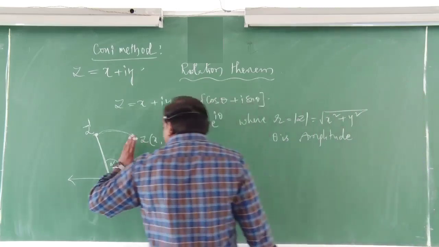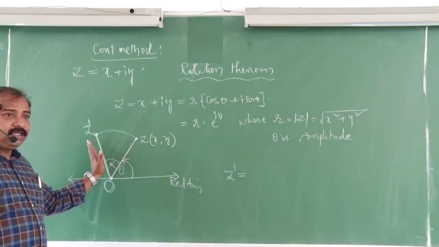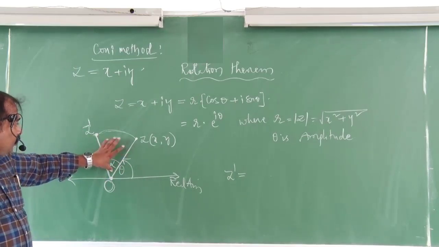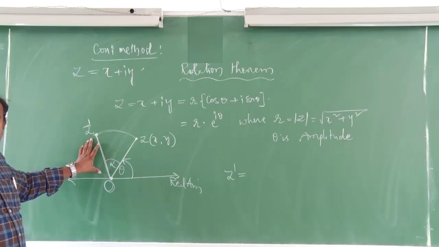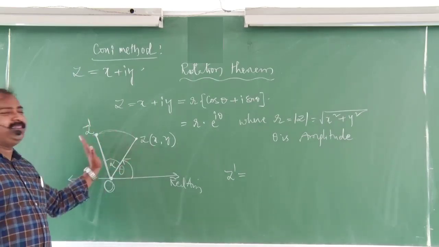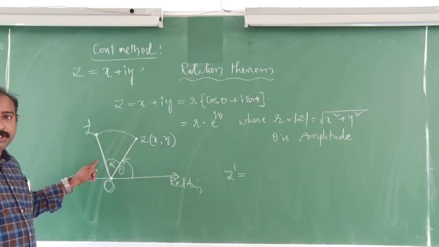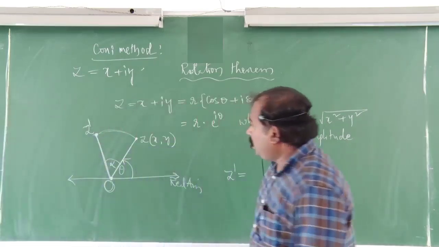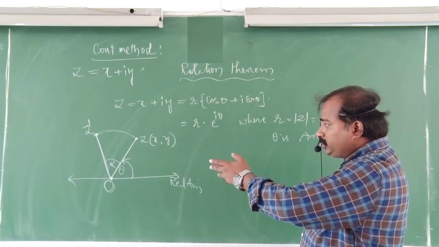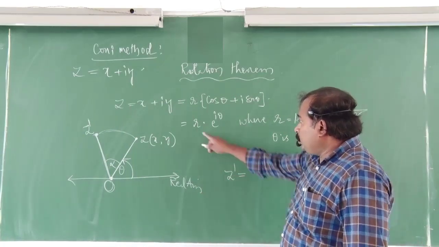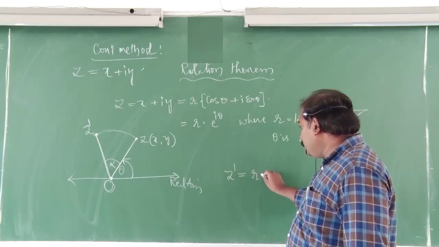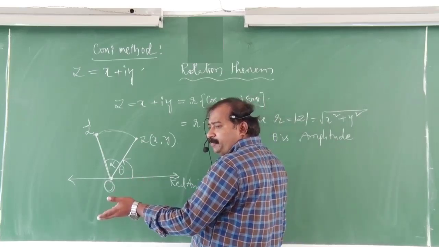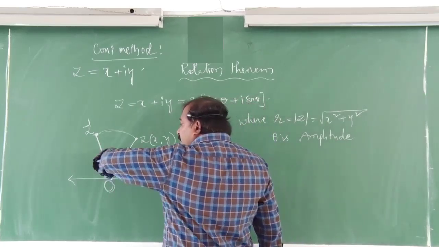So here, if I rotate OZ like this, is there any change in the magnitude? Will the modulus value of this complex number change? No. Simply I rotate it like this, that's it. Amplitude will change, modulus will not change. So z dash has the same r, into the theta value. Is the theta value changed or not? Changed automatically. From theta we increased the alpha angle.